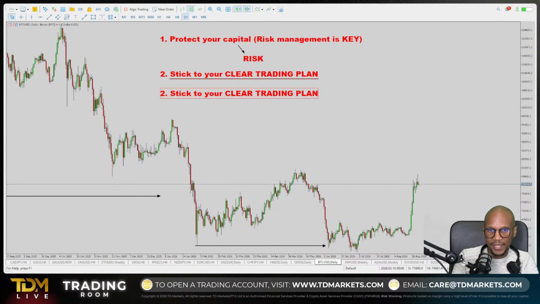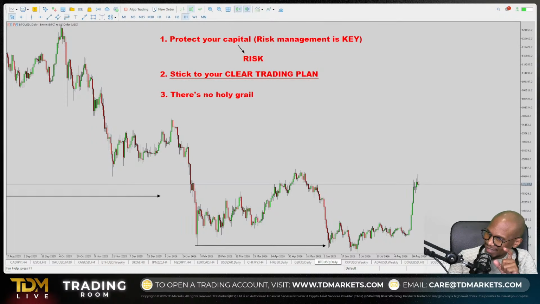Beginner traders believe there is a holy grail. There's no holy grail in trading. If you believe, as a beginner right now, that in trading there is that secret, and you're constantly looking for that secret, it does not exist, guys. There's no holy grail strategy.